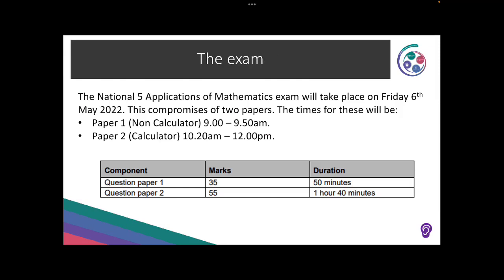So the exam takes place on the 6th of May, and we know that it's already been shortened down. So paper 1, the non-calculator, will be 50 minutes long. It starts at 9 o'clock and is worth 35 marks. And paper 2, which is the calculator paper, starts at 10:20 and finishes at 12, and that is 55 marks over an hour and 40 minutes.